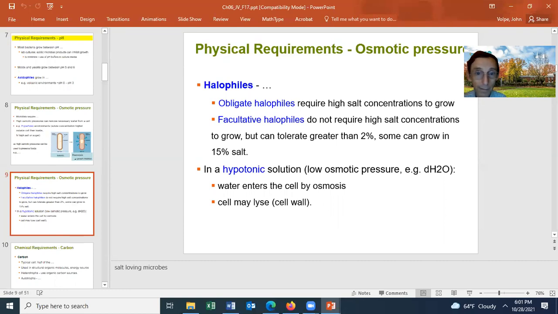In a hypotonic solution, that's low osmotic pressure, there is more water outside the cell than inside the cell. So water will enter the cell by osmosis. And if the cell does not have a cell wall, the cell will lyse, like our red blood cells. If you put them in water, those cells will continue to take in water, and they will eventually lyse.